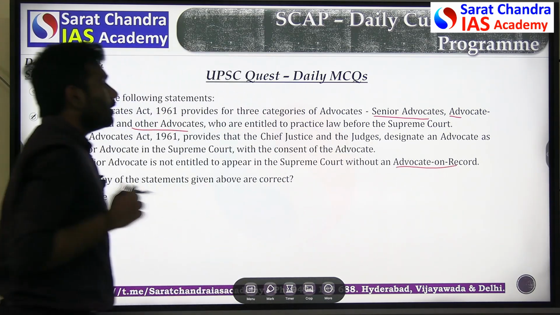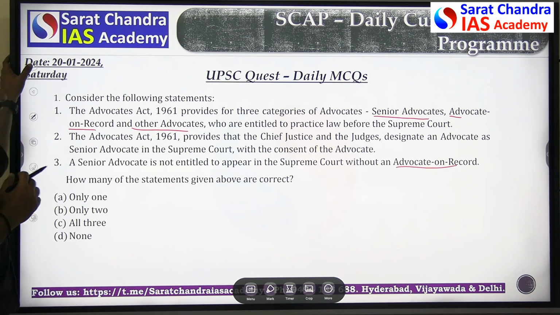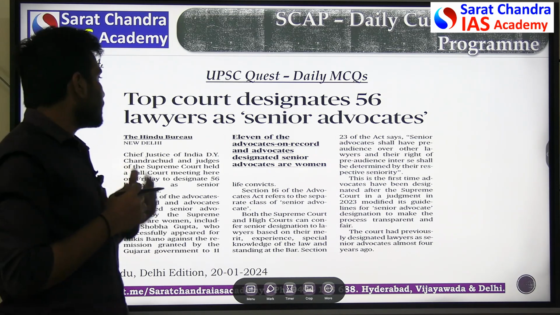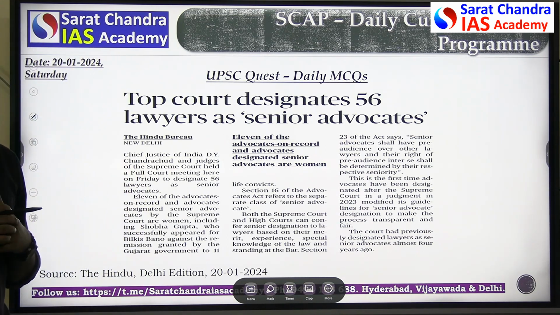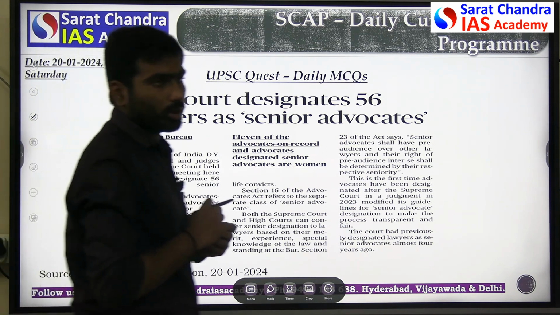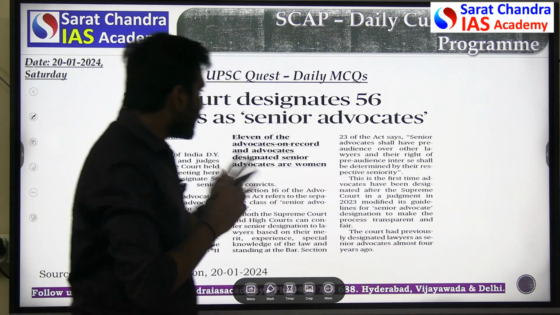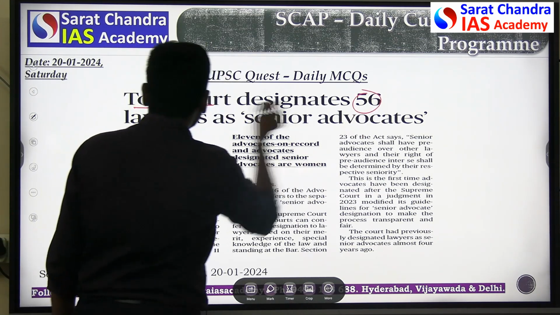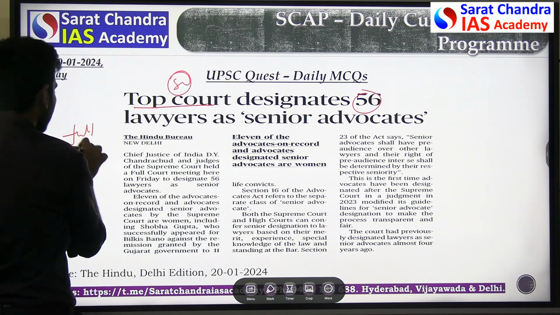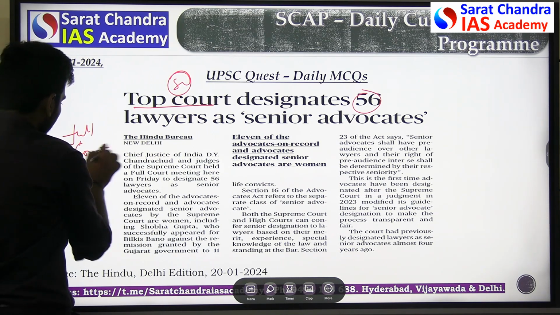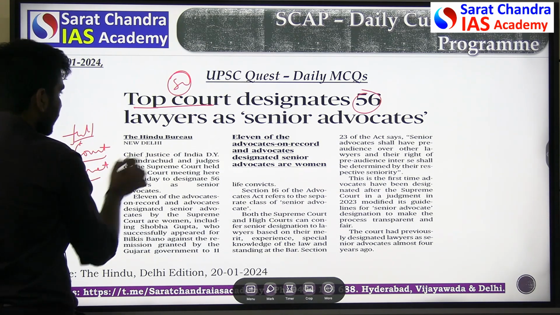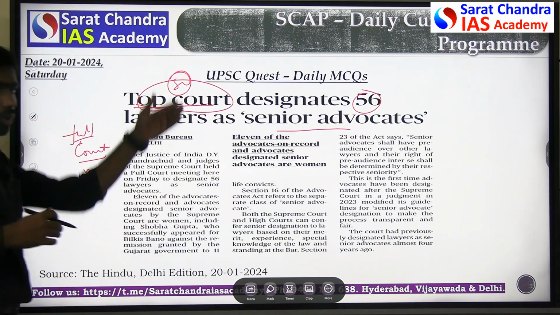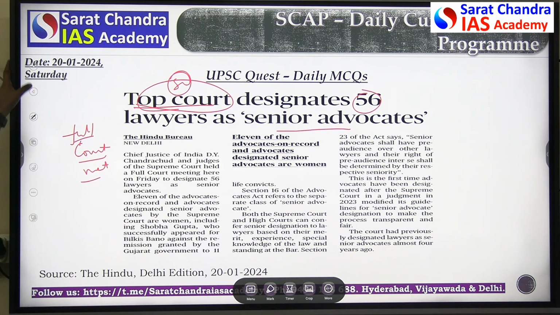Here, the context is that it is there in today's newspaper: the top court designates 56 lawyers as senior advocates. It is there in today's Hindu newspaper. It clearly says that the Supreme Court designated 56 lawyers in a full court meeting held yesterday at the Supreme Court. Based on this context, the question is like this.